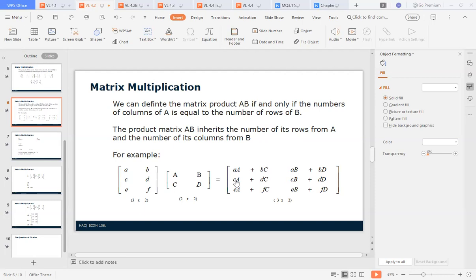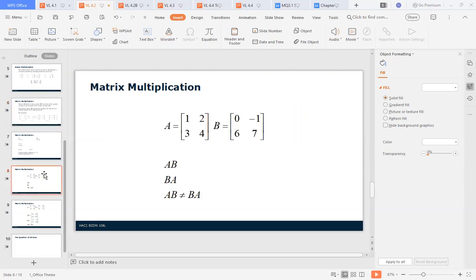So I think we left off with matrix multiplication. Again, that is row by column. That's how I do it. Let's have a numerical example, class. Suppose you have these two matrices: matrix A consists of elements 1, 2, 3, and 4. Matrix B consists of elements 0, -1, 6, and 7.